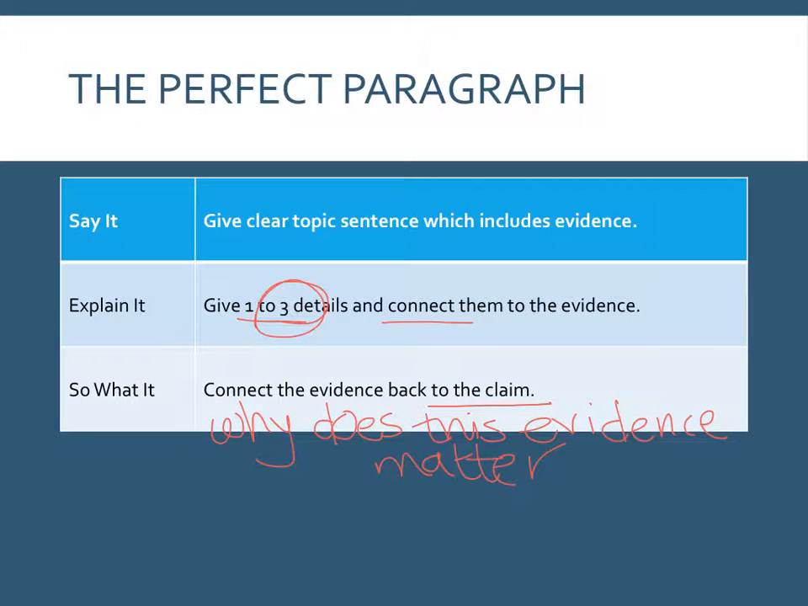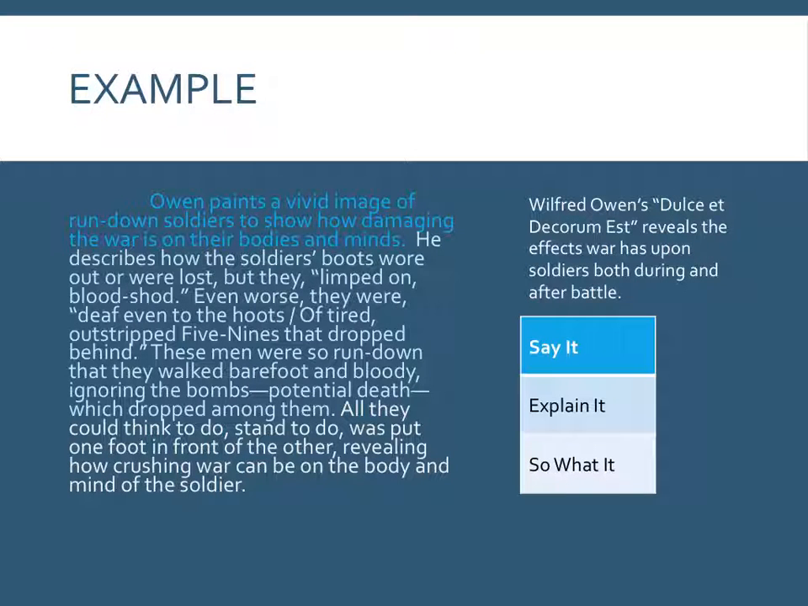Okay. An example here for you, and this is working with the expository essay example we have started up. Again, the claim is Wilfred Owen's Dulce et decorum est reveals the effects war has upon soldiers both during and after battle. And I've pulled some pieces that you've probably seen if you've been working through these in the recommended order. For my say it, where I need to give my evidence, I simply give the evidence statement I developed earlier. Owen paints a vivid image of rundown soldiers to show how damaging the war is on their bodies and minds. Notice this connects, we were talking about the damage of war, this connects into the claim, the effects war has upon soldiers.